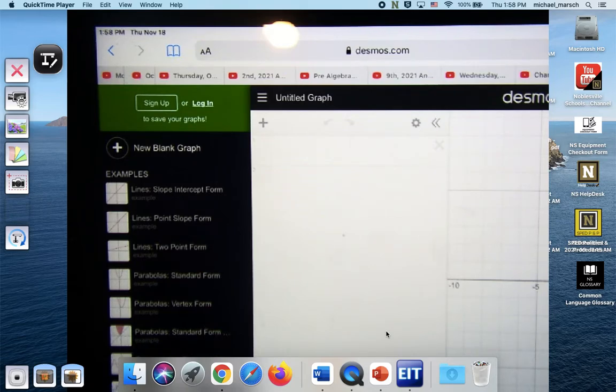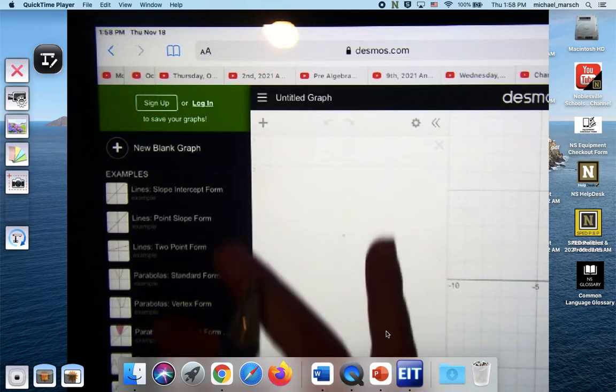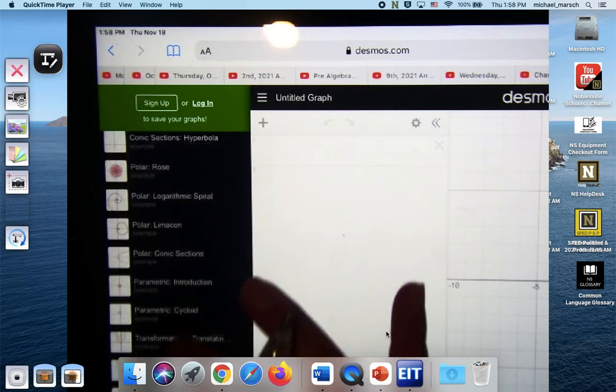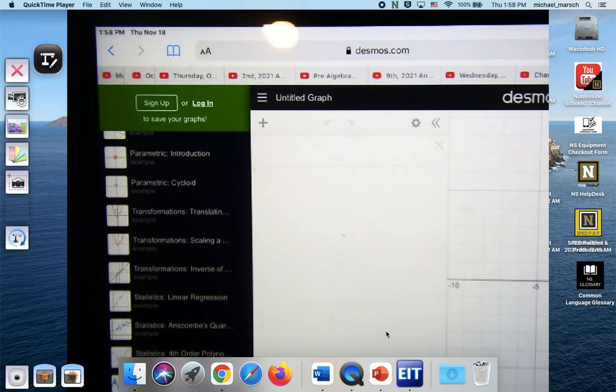So Desmos graphing calculator, three little lines. I'm going to make notes of this for tomorrow because I won't be here tomorrow. I have to go to a training. So you guys are going to be doing an activity. This is why we need to rush through this so that you have this information for tomorrow's activity. Then you're going to scroll down and you're going to find statistics, linear regression.